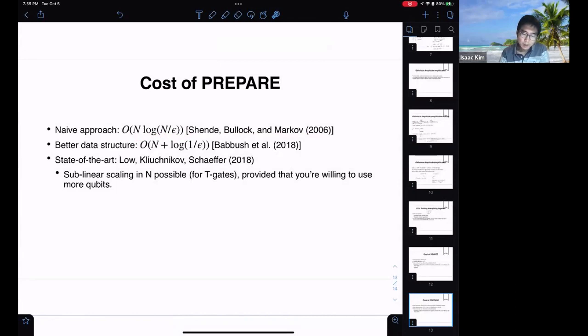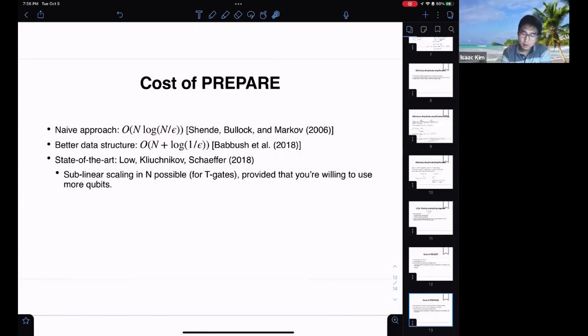And then, unfortunately, this log 1 over epsilon, you might think that it's not a big deal, but this log 1 over epsilon is actually coming from this rotation, like an arbitrary single qubit rotation. So that actually is a significant cost, because a single qubit arbitrary angle rotation costs roughly 100 T-gates, and each T-gate is far more expensive than a Clifford gate. So even though complexity-theoretically this may seem fine, it is a problem practically speaking.